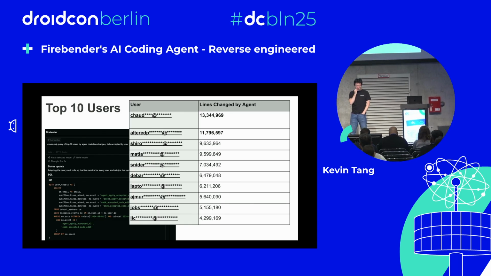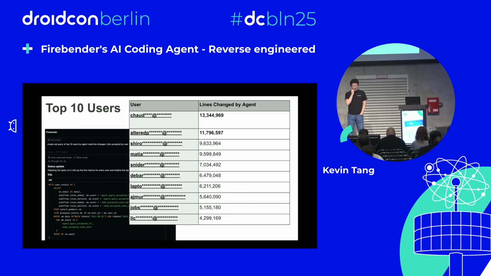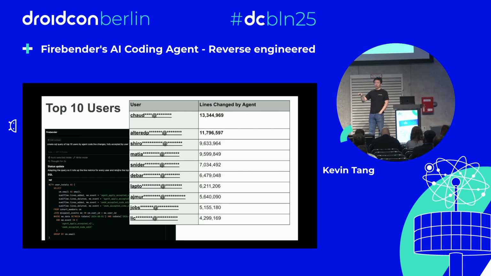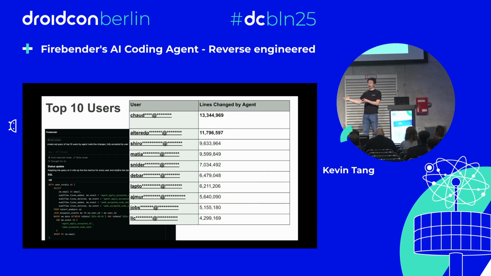And I actually have no idea how this is possible, but there are 2 people that have made over 10 million lines of code changed just by using the agent. So this is them hitting accept on the agent and using the code directly in their code base. And that's 10 million lines of code. This is lifetime, so it's not over the course of a couple days. This is the course of a year or so.